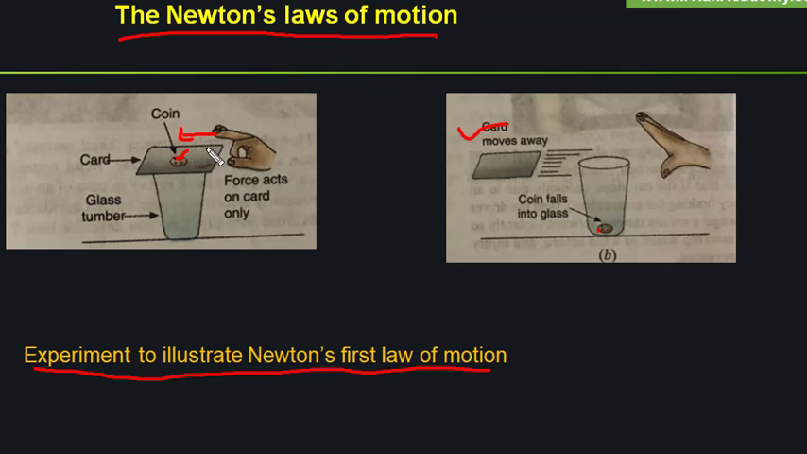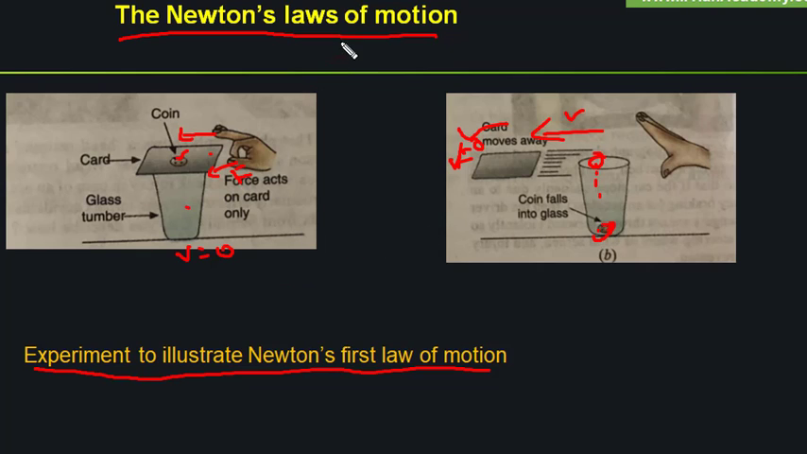Initially, both the card and the coin are in the state of rest. Now, when we hit the card with our fingers, a force acts on the card and changes its state of rest to that of motion. Due to this, the card moves away from the mouth of the glass. The force of our flick, however, does not act on the coin, so the coin continues to be in its state of rest due to its inertia. And when the card, on which the coin had been placed, moves away, the coin falls into the glass because it prefers to maintain its state of rest due to inertia.